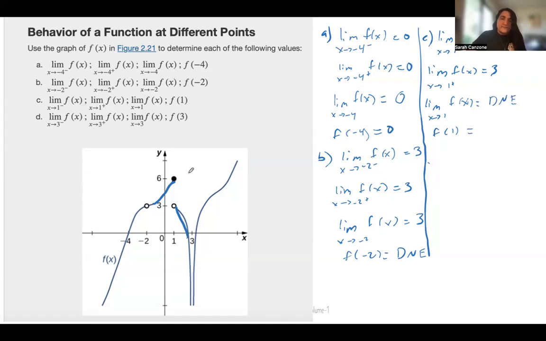Now the point, we have to ask ourselves, is there a closed circle point somewhere? And the answer is yes. The closed circle point at 1 is in fact right here, which is at 6.